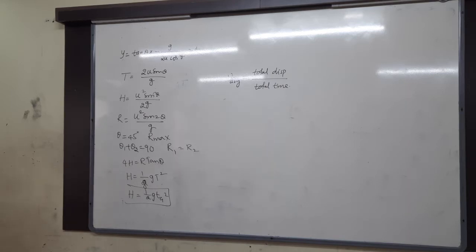No. What is that? 2u cos theta. U cos theta by 2. Then anything else? Only cos theta, na? How can the velocity be theta? U cos theta. U cos theta is the correct answer.